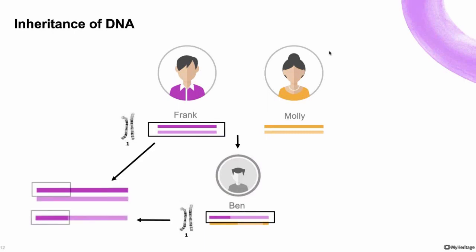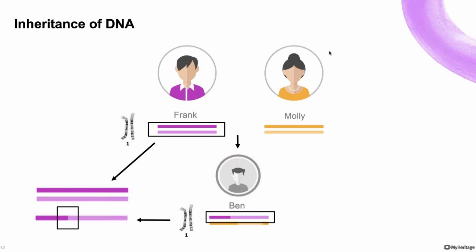Let's zoom in for a second. You can see that Frank contributed the darker purple at the beginning, and then there was a switch. We started taking from the other grandparent, right? This part of DNA was inherited from the second grandparent. That point right here is what we call a recombination event. It happens a lot of times when children are conceived, and that's when we switch from one allele to the other. We make this hop.